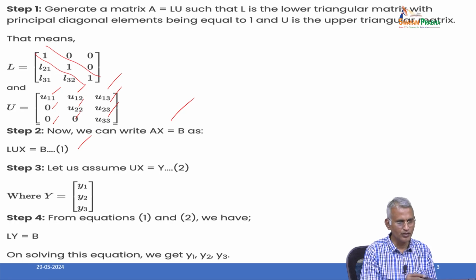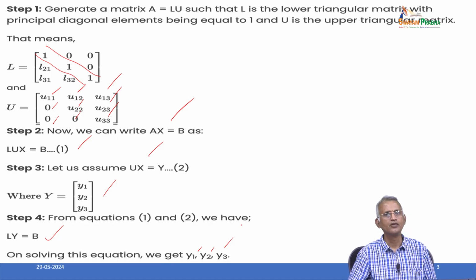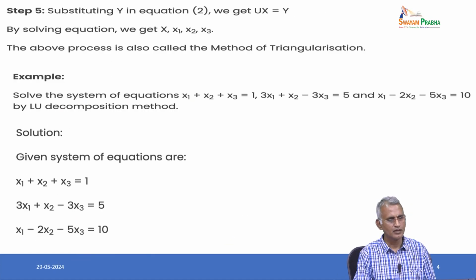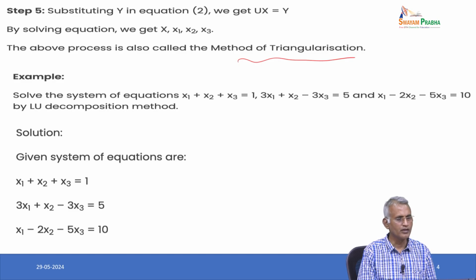Let us assume that Ux equal to Y, where Y equal to Y1, Y2, Y3. From equations 1 and 2, we have LY equal to B. On solving this equation, we get the values of Y1, Y2, Y3. So, this is called LU decomposition. Now, substituting Y in equation 2, we get Ux equal to Y, and solving the equation, we get x1, x2, x3 and so on. This process is called triangularization. Now, we are going to discuss one example.